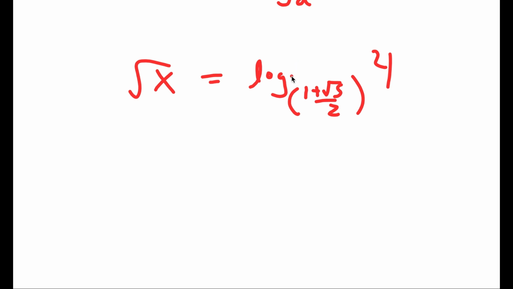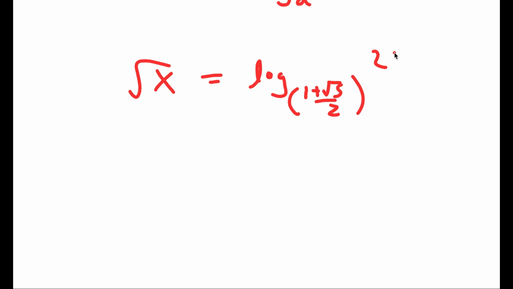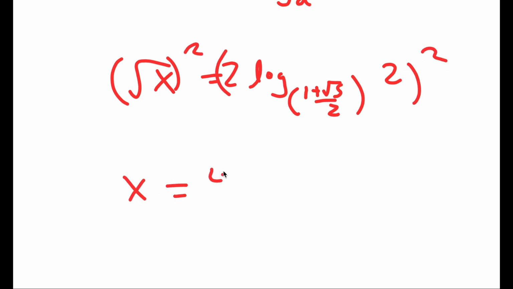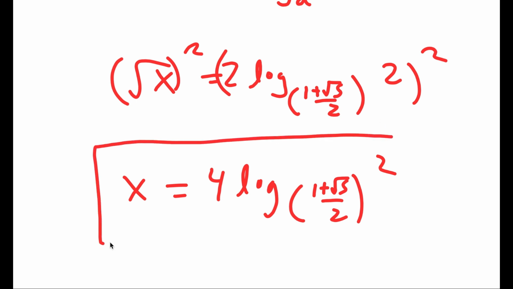And now, if I square both sides, I get x is equal to, see, before I do that, I can rewrite 4 here as 2 squared, and I can move the 2 to the front. So now I have 2 times log base 1 plus square root of 5 over 2 of 2. And now if I square both sides, I have x is equal to 4 times log base 1 plus square root of 5 over 2 of 2. So this is my solution.